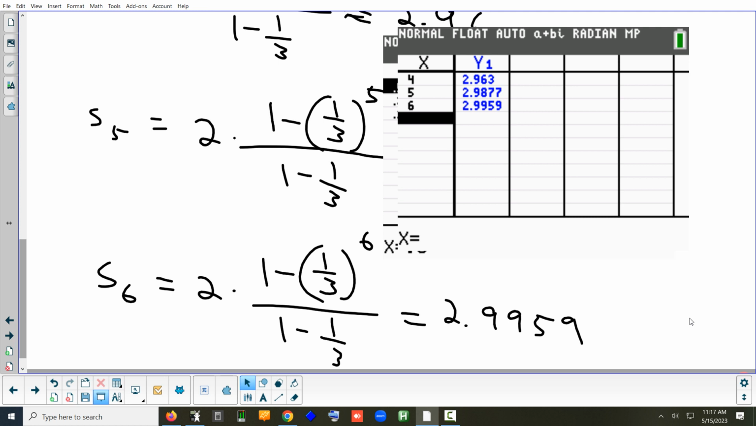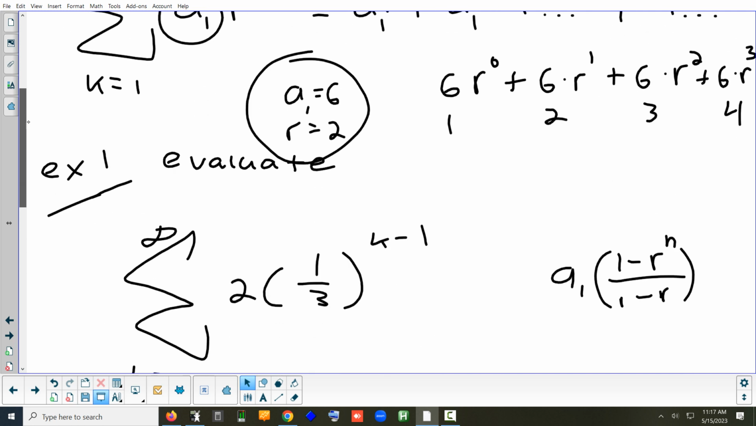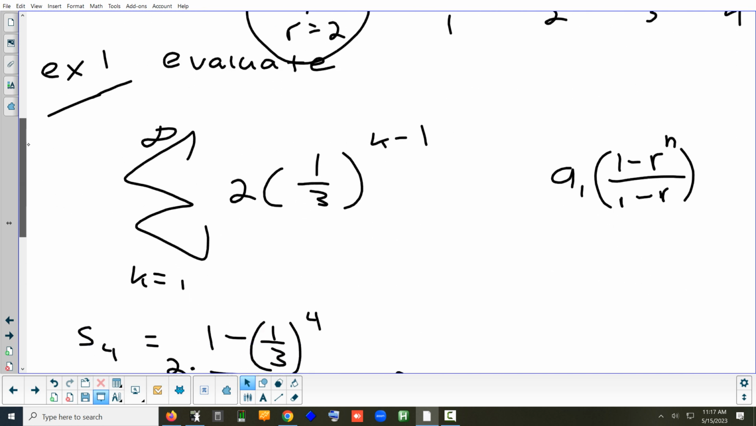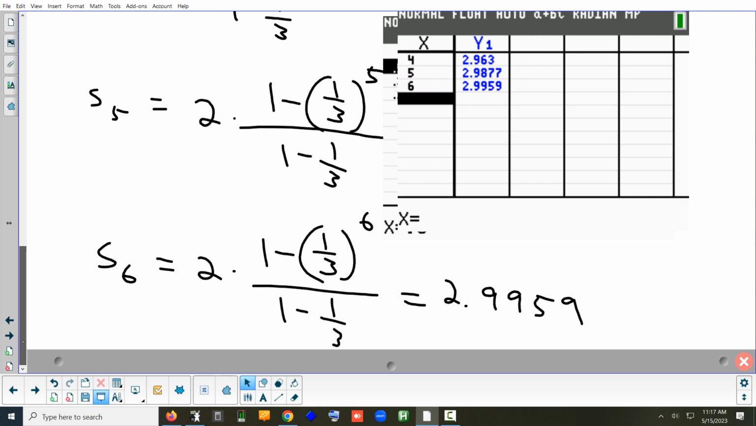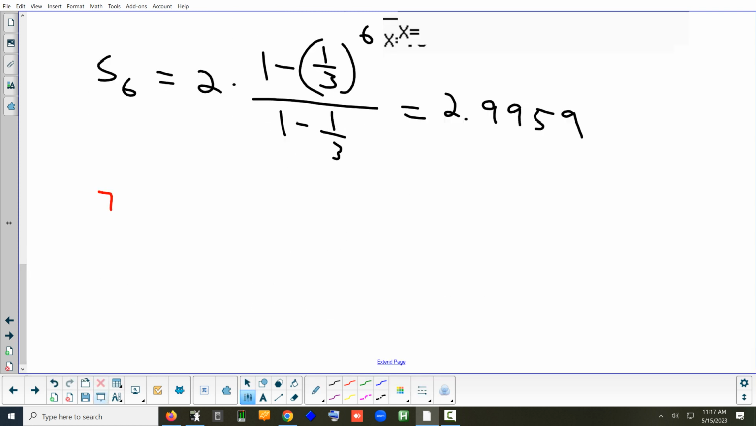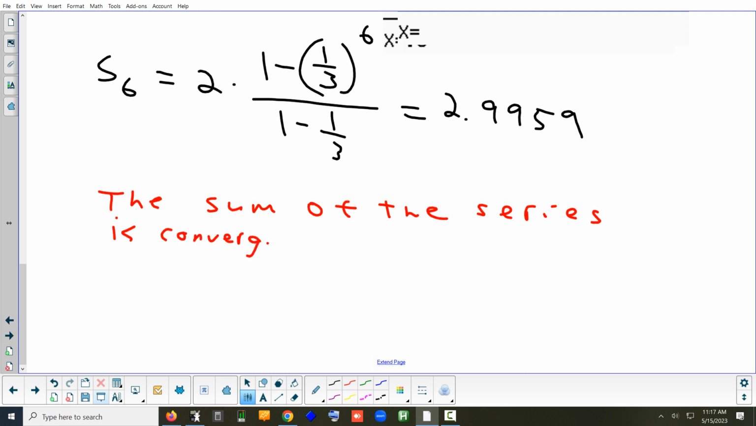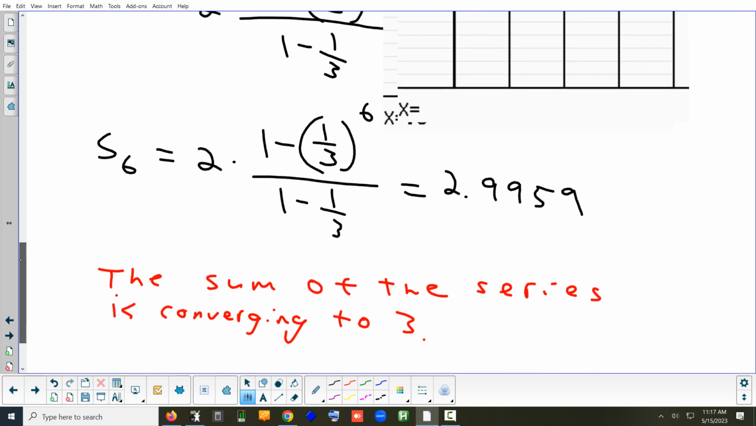Okay, so any questions on how we got those numbers? Okay, so how would I write the answer? I would say the sum of the series is converging to 3. The sum of this series is converging to 3.